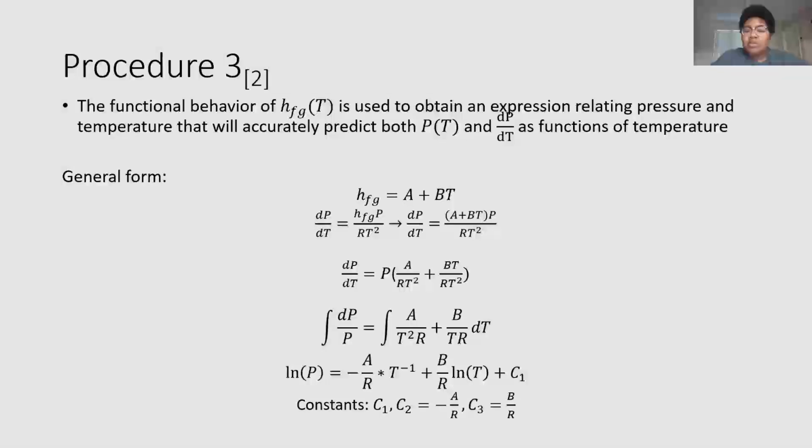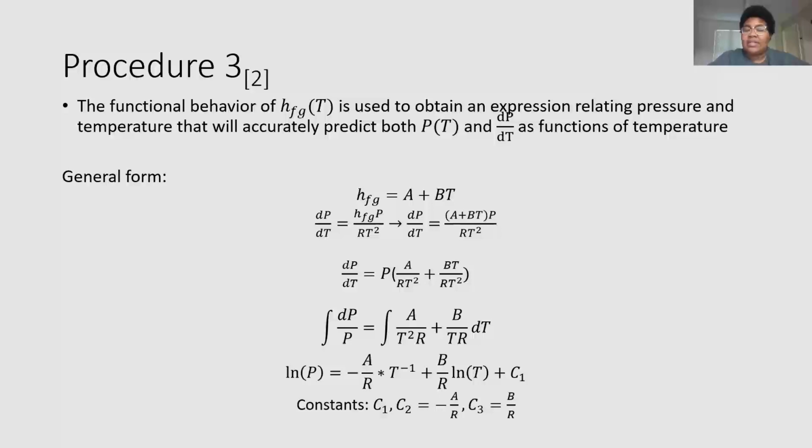For procedure 3, to filter out even more of the error, we use a functional behavior of the latent heat of vaporization, hfg, to obtain an expression relating pressure and temperature that will accurately predict both pressure in terms of temperature and the derivative of pressure over the derivative of temperature as a function of temperature. So you can see here the general form of the equation that we were given in the lab manual: hfg equals A plus BT. This is a standard line equation.